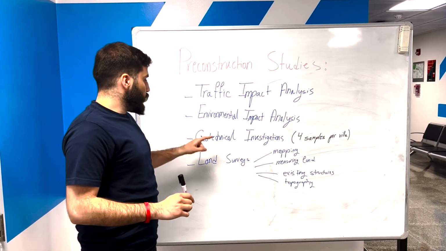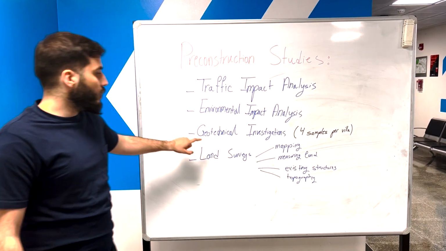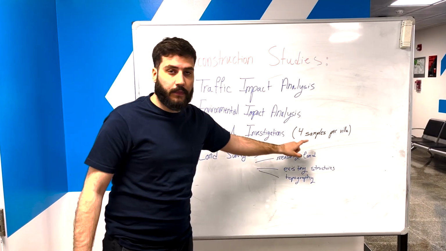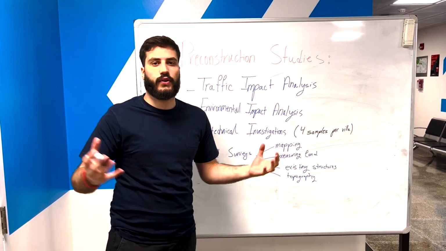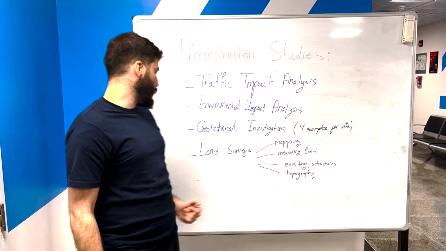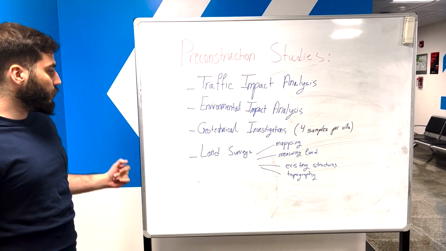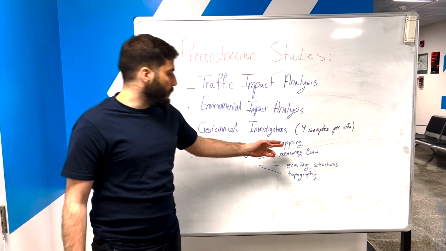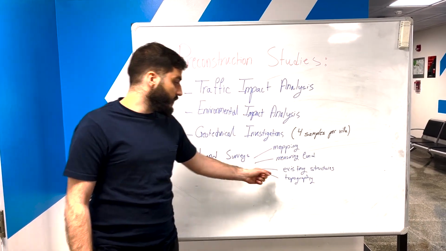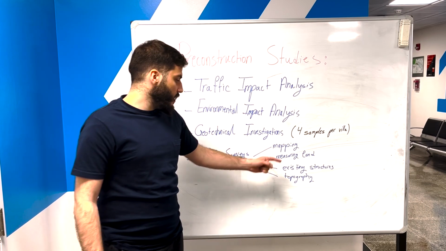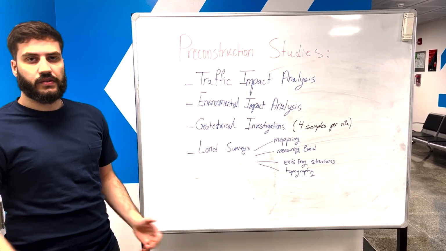And of course, the geotechnical investigations, which are a must, and which also involve taking 4 samples of soil per villa to better understand the behavior of the soil per each villa. In addition to the land surveys, which were conducted by the team, which included the mapping, measuring land areas, and detecting existing structures, and a better understanding of the topography of the whole construction site.